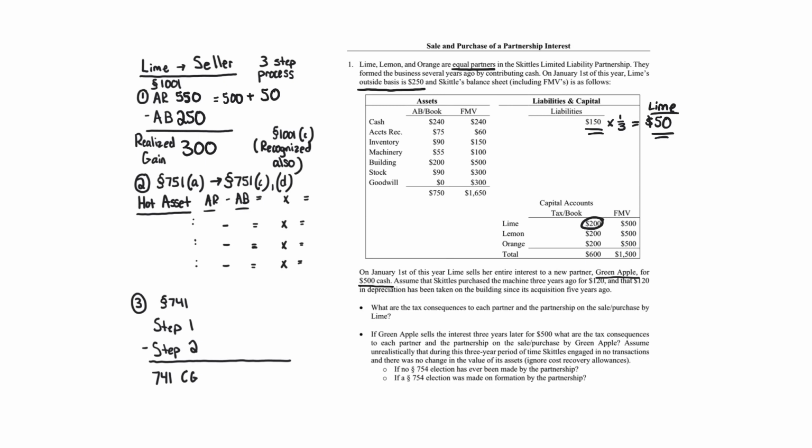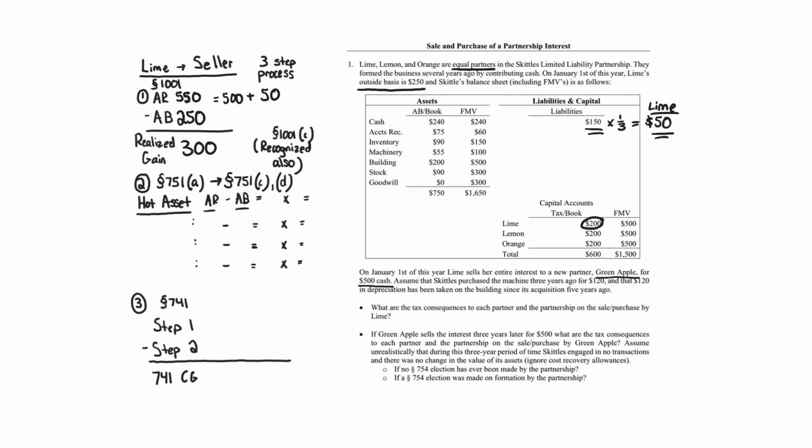The second step is to determine if there's any portion of hot assets. Hot assets just mean is there any ordinary income or ordinary loss off this transaction? Because the general rule is under section 741 that the sale of a partnership interest is a capital gain or capital loss. So that's why we stop at step 2 before we go to step 3 and then determine the rest as 741 capital gain.